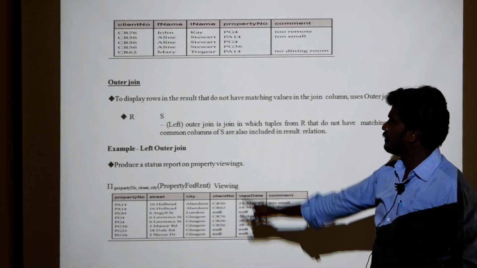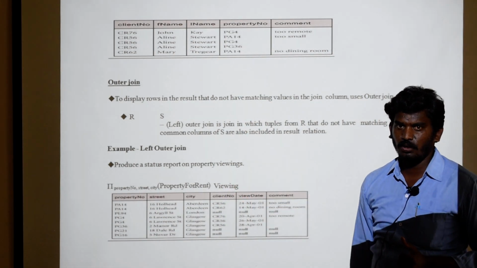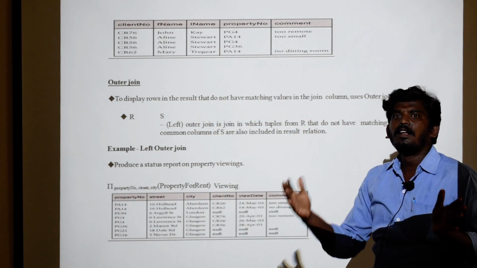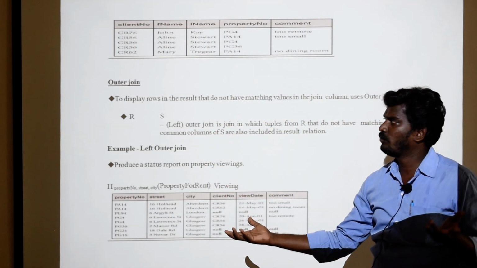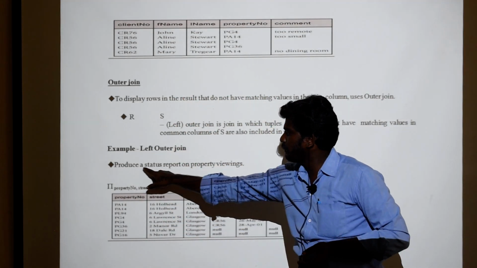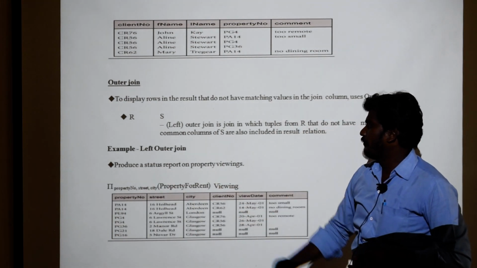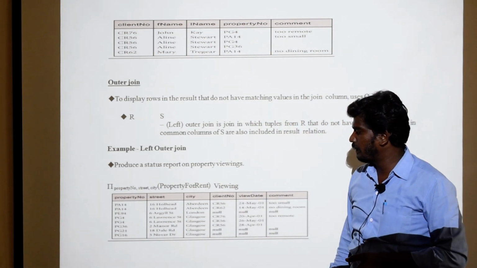Then outer join is to display as the result the outbound of the characteristics. Outbound of your table, which my table is totally completed, is joined with another constraint to satisfy. Yes, it is possible to move on to the outer join. I gave an example: produce a status report on the properties for viewing. I just want some report of the property rents.